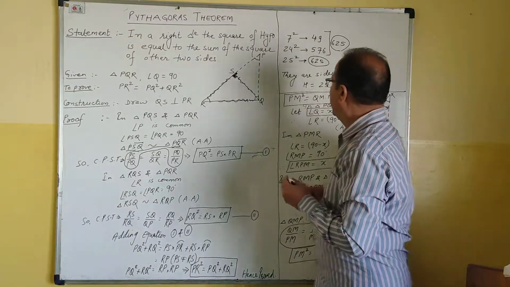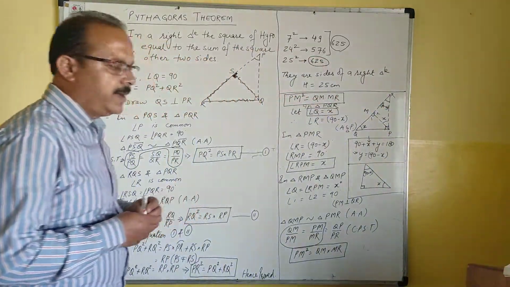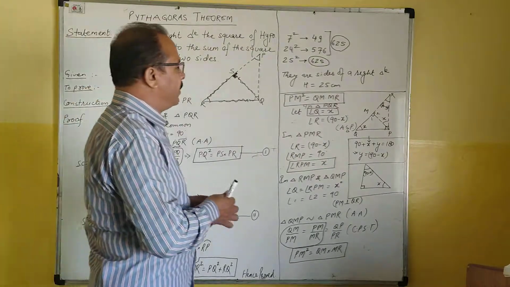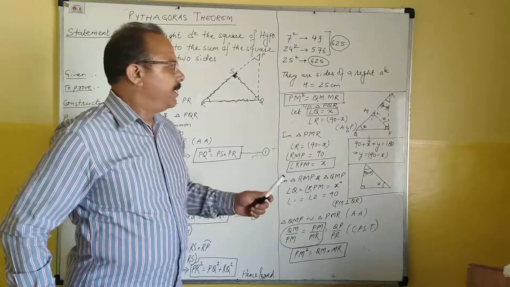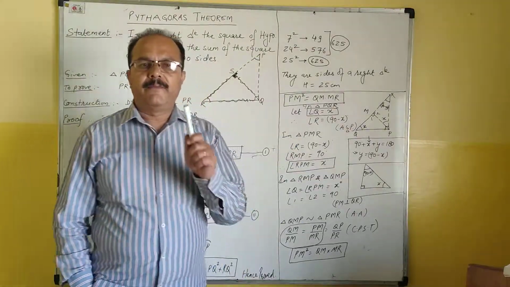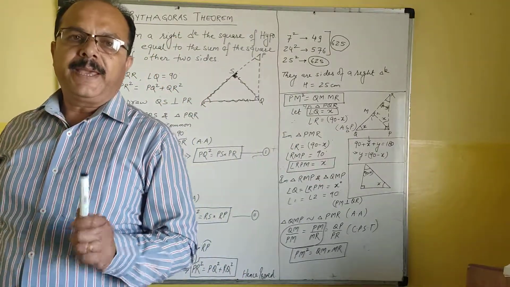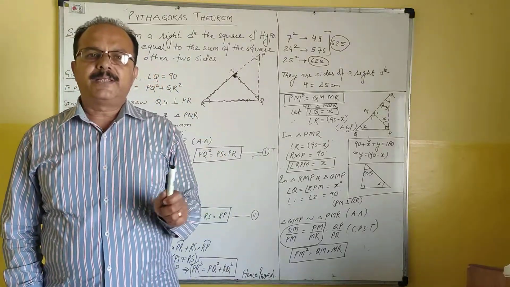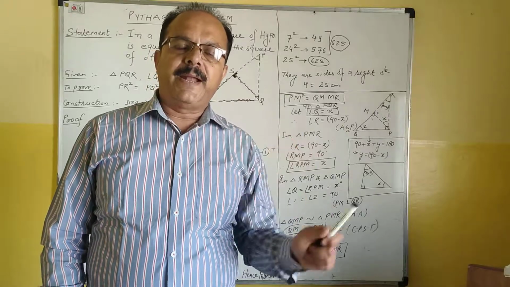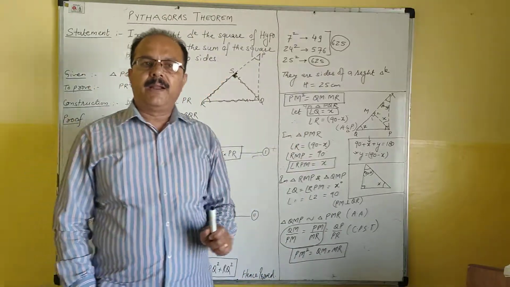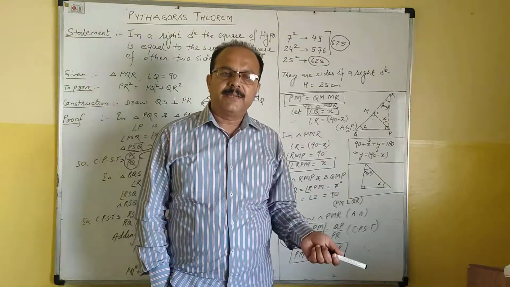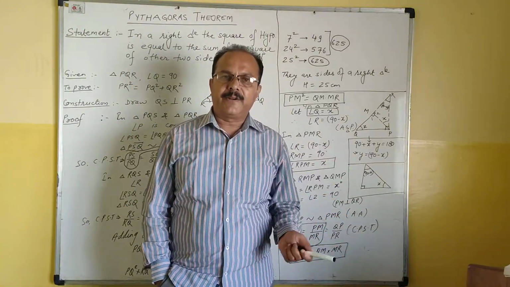PM square is equals to QM MR. So very important property. This property we are going to use so many times. What we had learned, the best thing we had learned here, is in a right triangle, if one angle is taken as x, the other one will be 90 minus x. In a right triangle, if one angle is taken as 90 minus x, the other angle will be x. But it must be a right angle triangle.